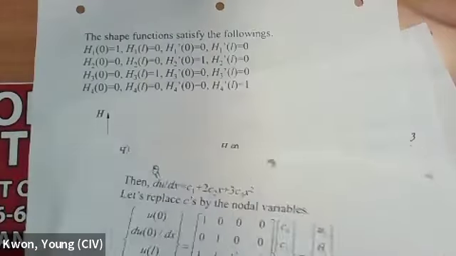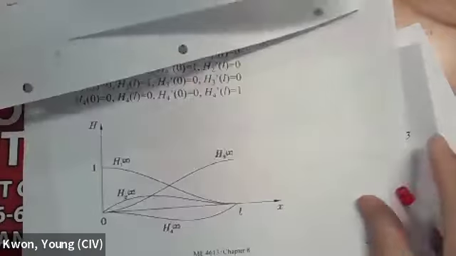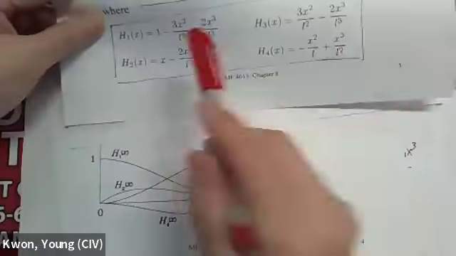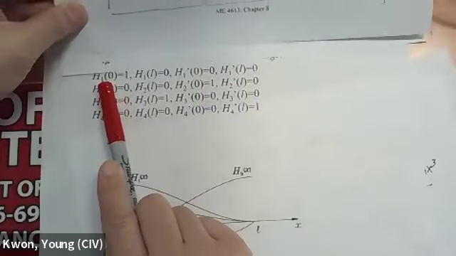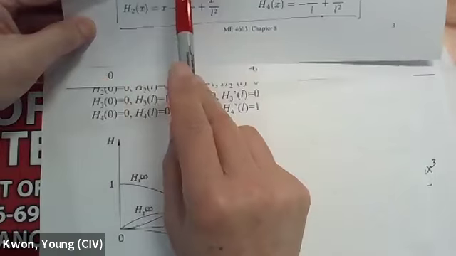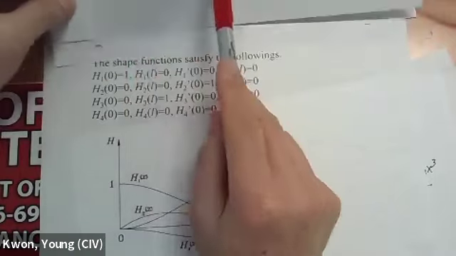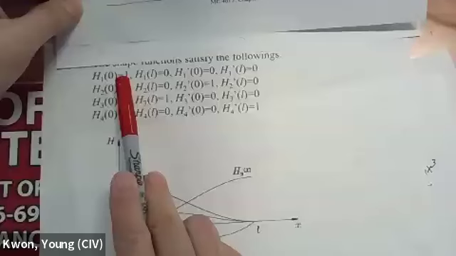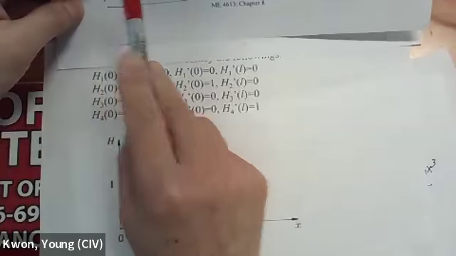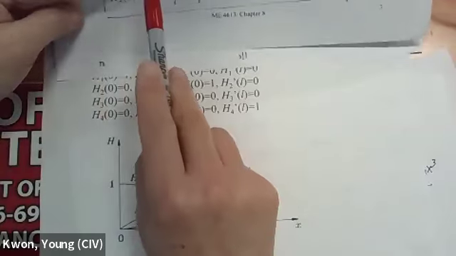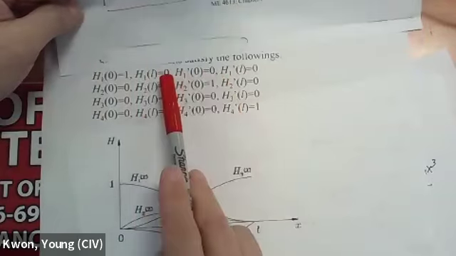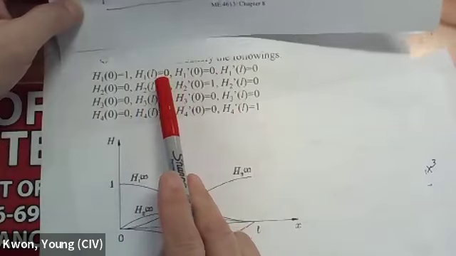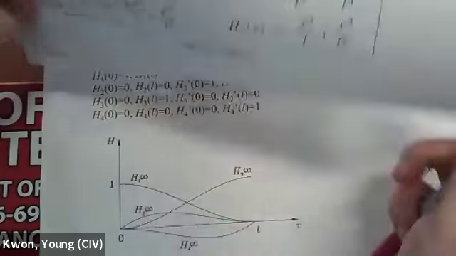So let's look at this one, shape function. If you evaluate H1 at x equals 0, you get 1. And if you evaluate H1 at L, then 1 minus 3 plus 2, the L squared cancel out, which is 0. But not only the function, we also take a derivative.